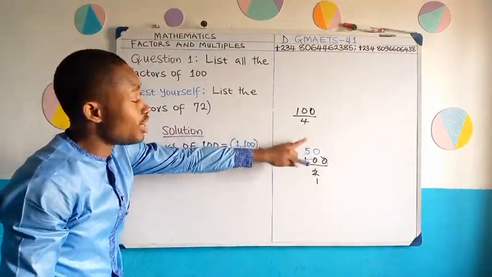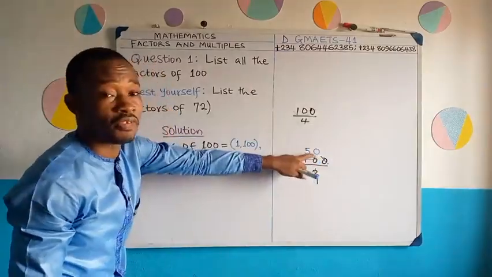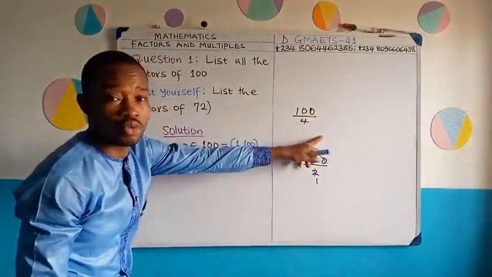Starting with the lowest number that can divide, which is 2. 2 can divide 4, you get 2 here. Then 2 can divide 100, already we got 50. That will be 50 over 2.